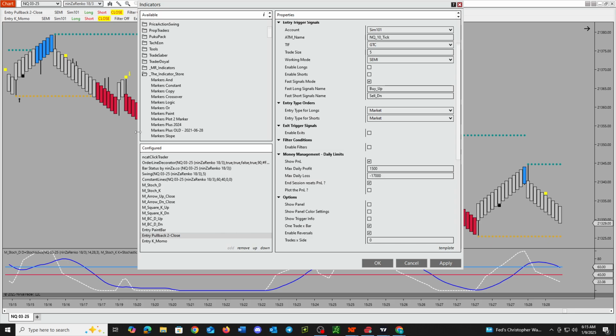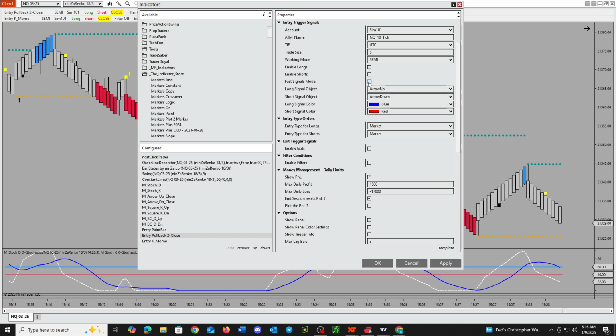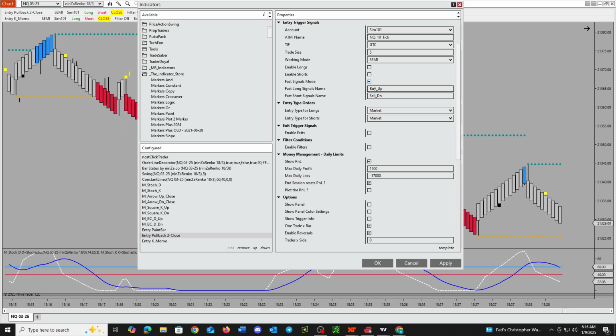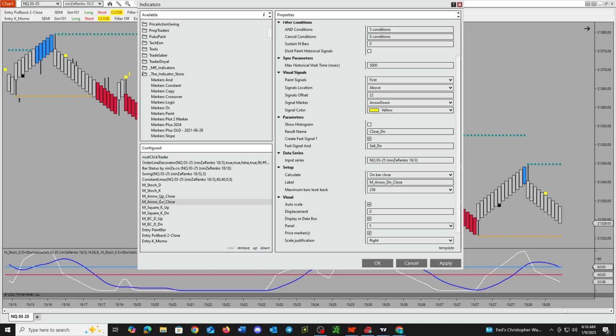Yeah, there's really nothing else. I don't really like to see the plot up here in the upper left, so I deselect that. I deselect the show panel, and leave everything else the same. So I change these settings. Just make sure that if you're using fast signal modes, this is checked, and that'll pop up right there. See, it's gone. Now it's there. Okay, there we go. But you have to manually type these in to match your entry, what you're using in markers and to get those entry modules. All right, so that's the pullback to close.